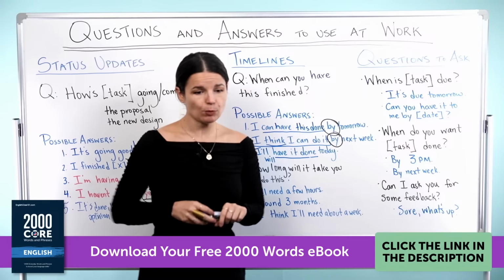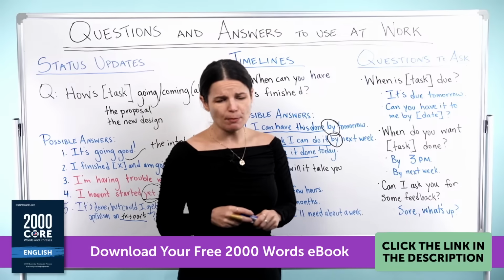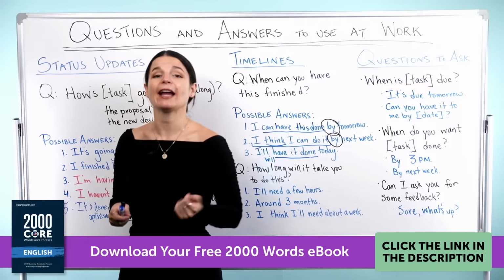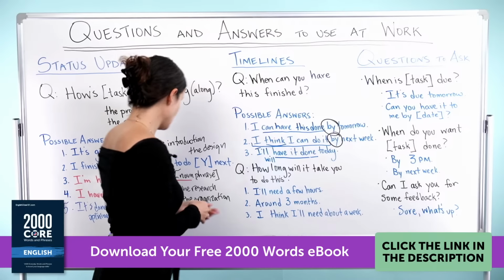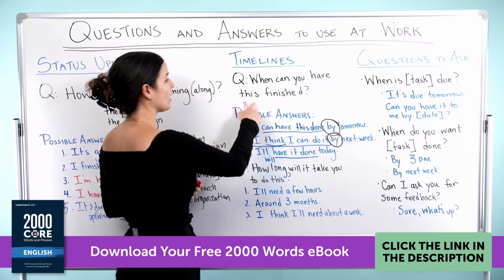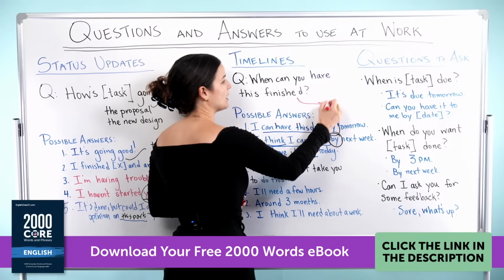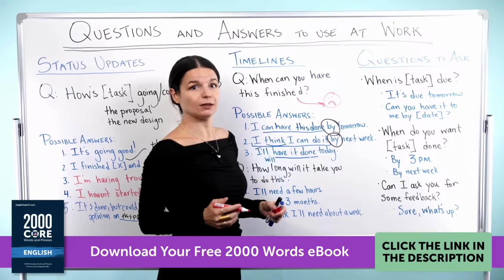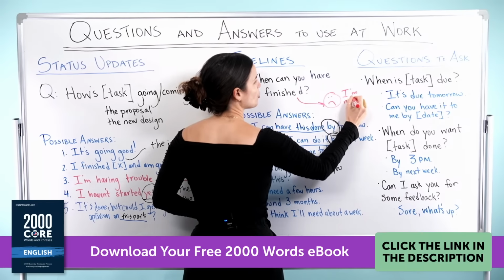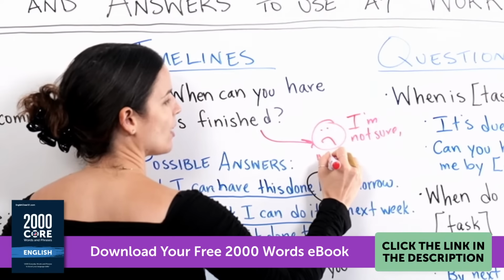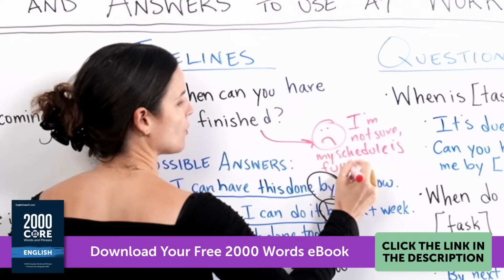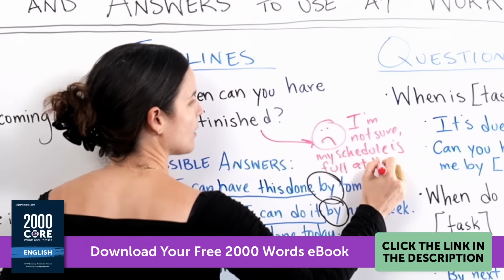Okay. Facebook, I think I can't finish it, my boss. Excuse me. Okay. So if you want to say that you cannot do it, what should you do? That's a good one. Usually it's a little bit tricky to answer this one nicely, when can you have this finished? If the answer is not a good answer, you can say, I'm not sure. My schedule is full at the moment.